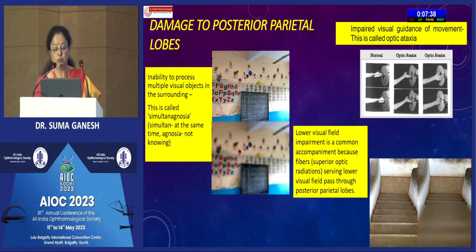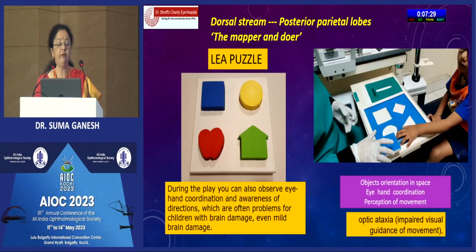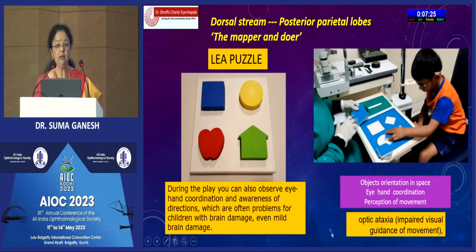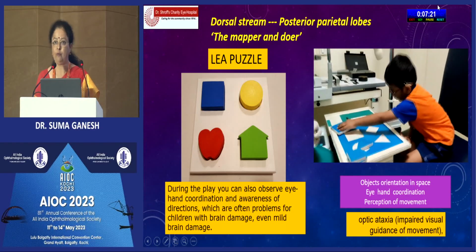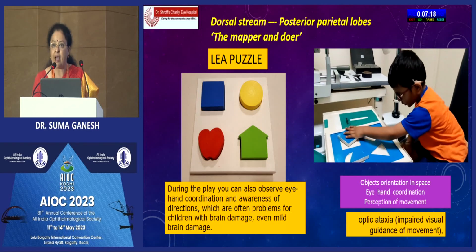This is because the superior optic radiation serving the lower visual fields passes through the posterior parietal lobes, so this is affected. There is also impaired visual guidance of movement, which is called optic ataxia. Now you see a child with a simple Lea puzzle, which should form a part of the armamentarium for a pediatric ophthalmologist. We cannot say we cannot have this.